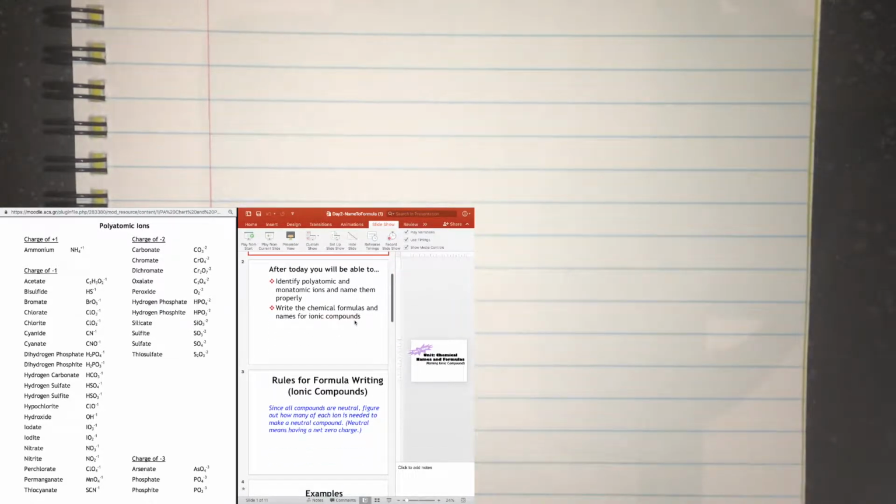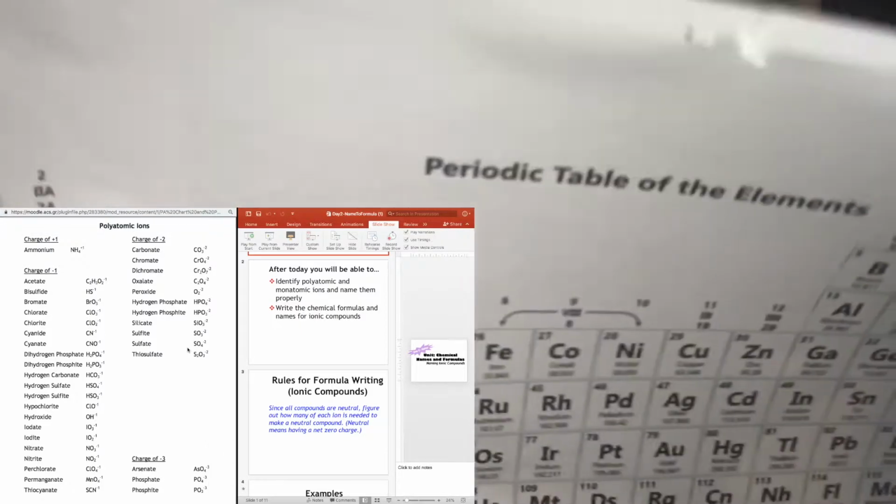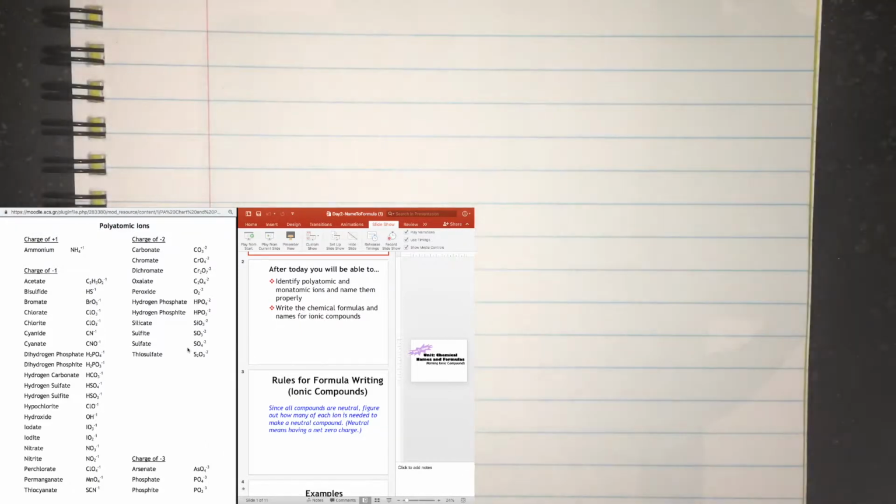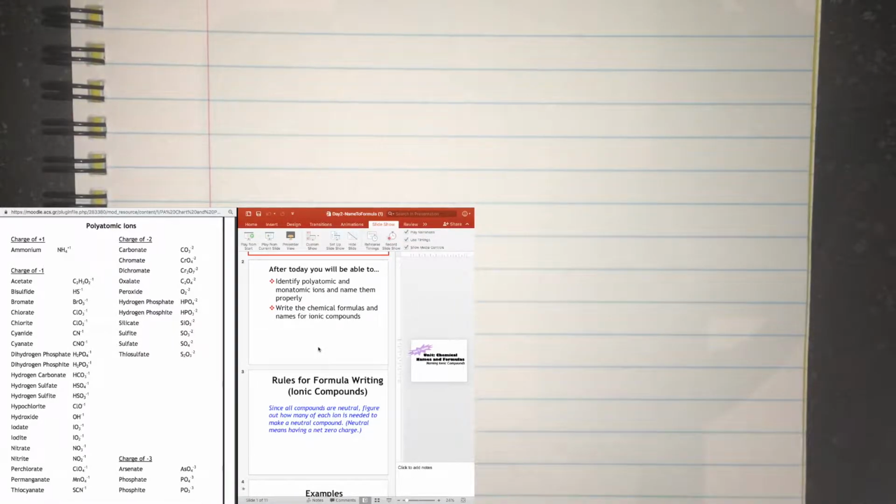By the end of today, I want us to be able to identify polyatomic and monatomic ions. If it's on the periodic table, it's a monatomic ion. If it's on our little sheet here, it's a polyatomic ion. So that's easy to identify. Then I want us to be able to write the chemical formulas and names for ionic compounds. Forget covalent compounds right now. We are only going to talk about ionic bonding and how to write the formula given a name.